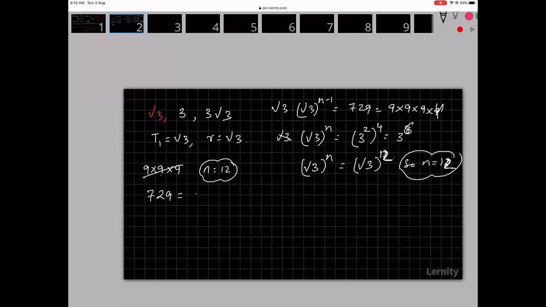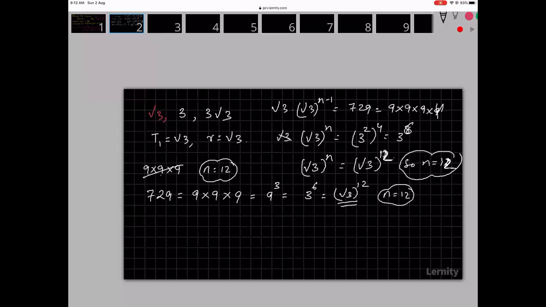729 is equal to 9 into 9 into 9. You have to factorize it. When you factorize it, you will get it. So that is 9 cubed, so that is 3 power 6. That is root 3 power 12. So n is equal to 12.